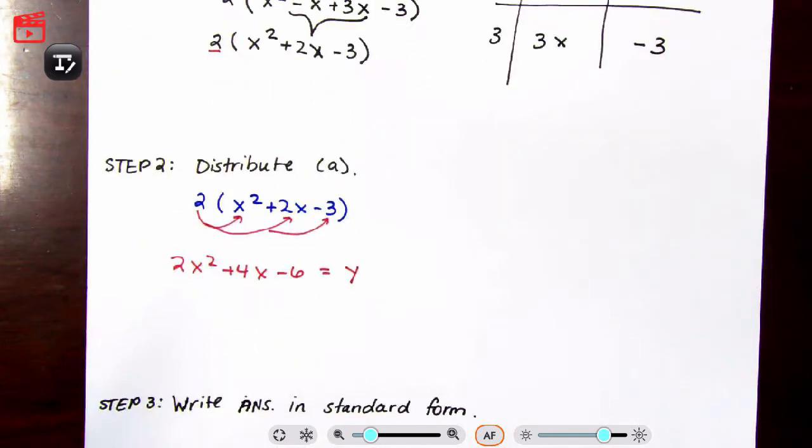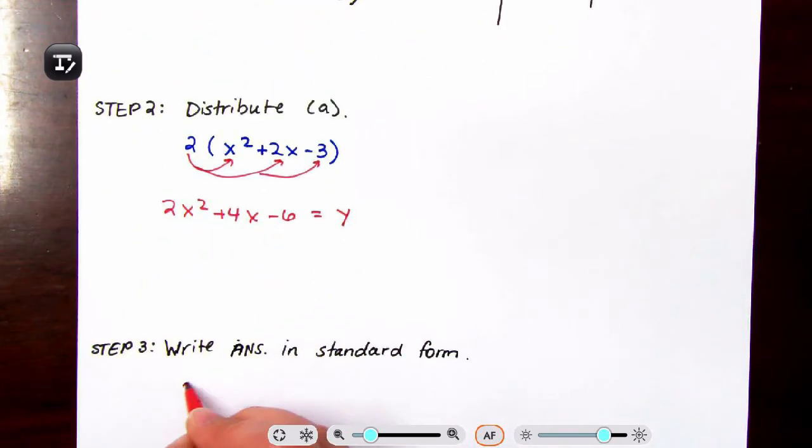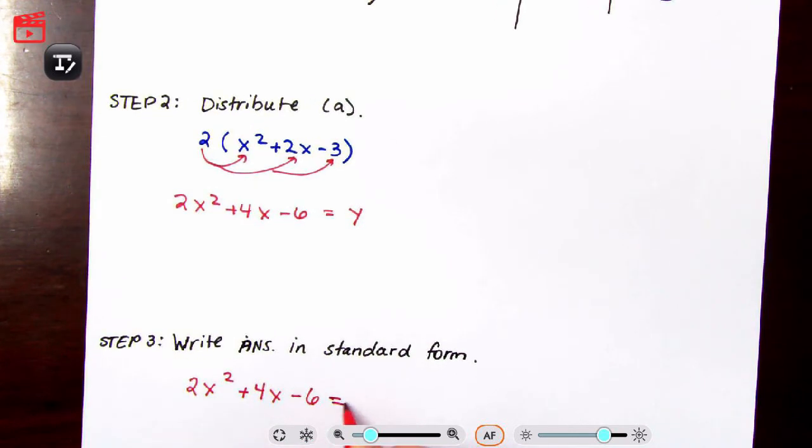And write your answer in standard form. We kind of already have it in standard form, so I'm just going to copy it down. Remember that standard form is decreasing exponential powers. So I have a 2 as an exponent, I have a 1 as an exponent, and I have a 0 as an exponent.